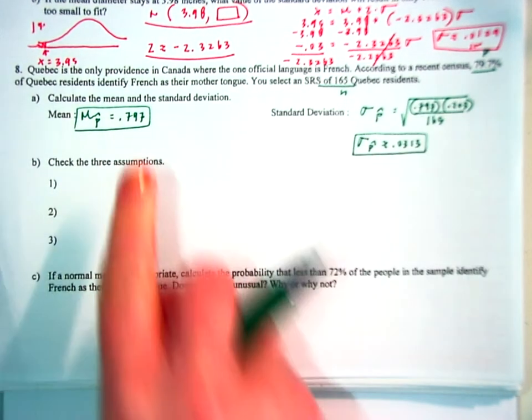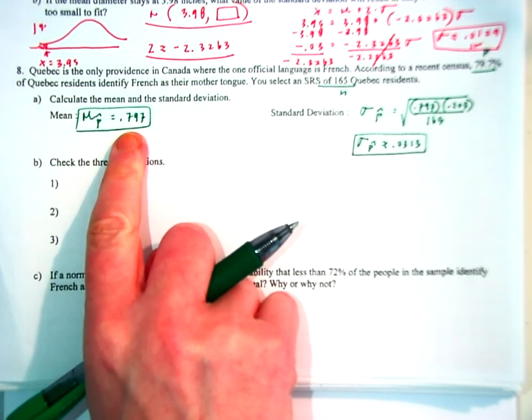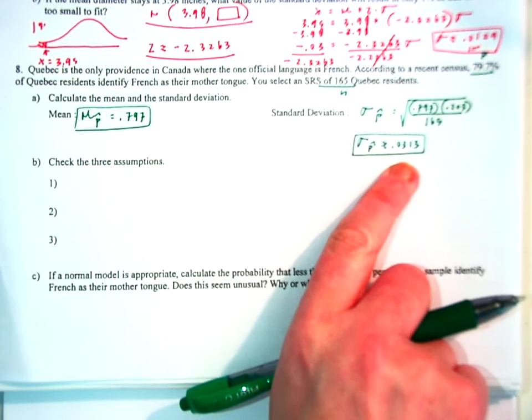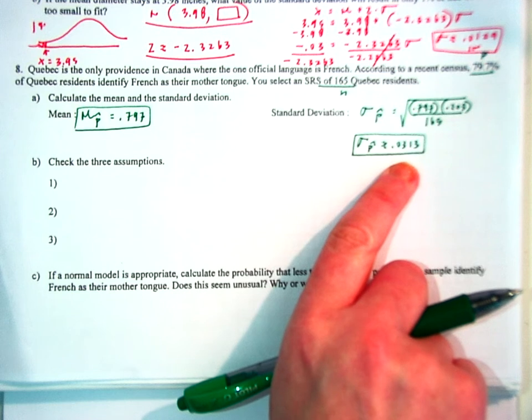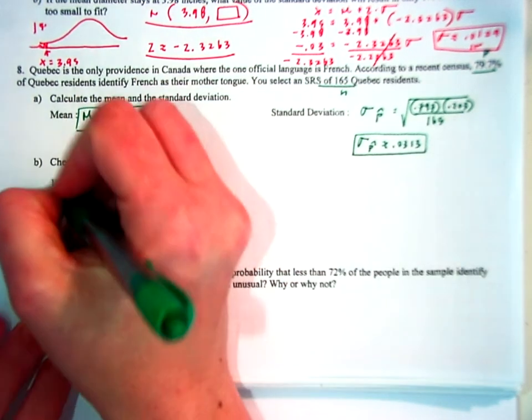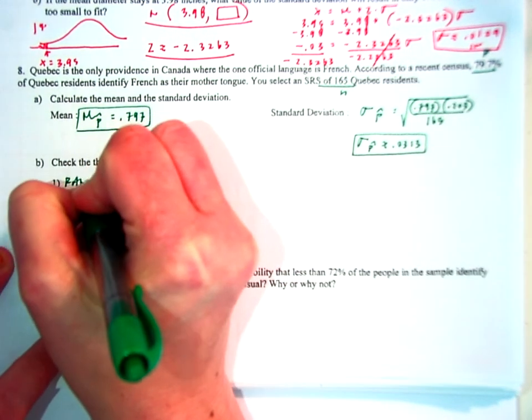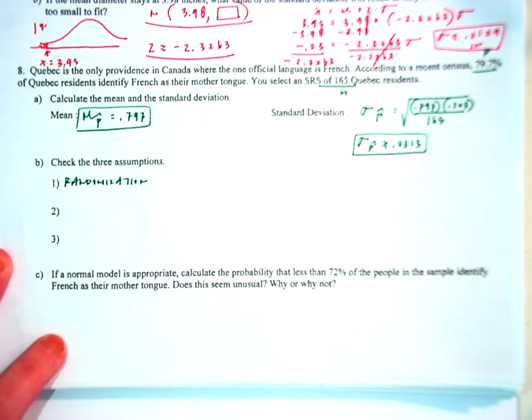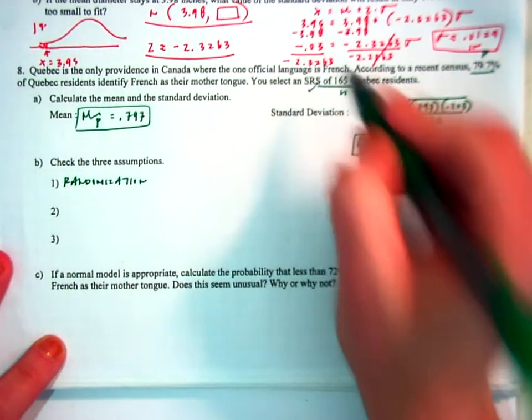So we expect a mean of 79.7% of Quebec residents who think of French as their mother tongue, with a standard deviation of 3.13%. Okay, check the three assumptions. So first, randomization. If I skim through, does it say anything about it being random? Oh, yes, it does. It says SRS.